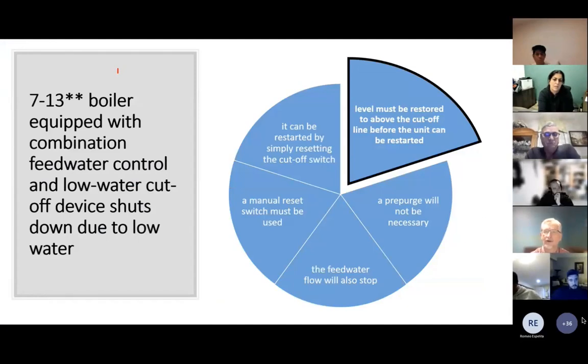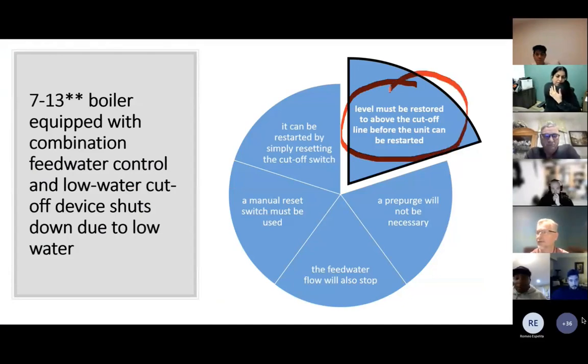If the boiler is equipped with combination feed water control and low water cutoff that shuts down due to low water, the level must be restored to above the cutoff line before it can be restarted.